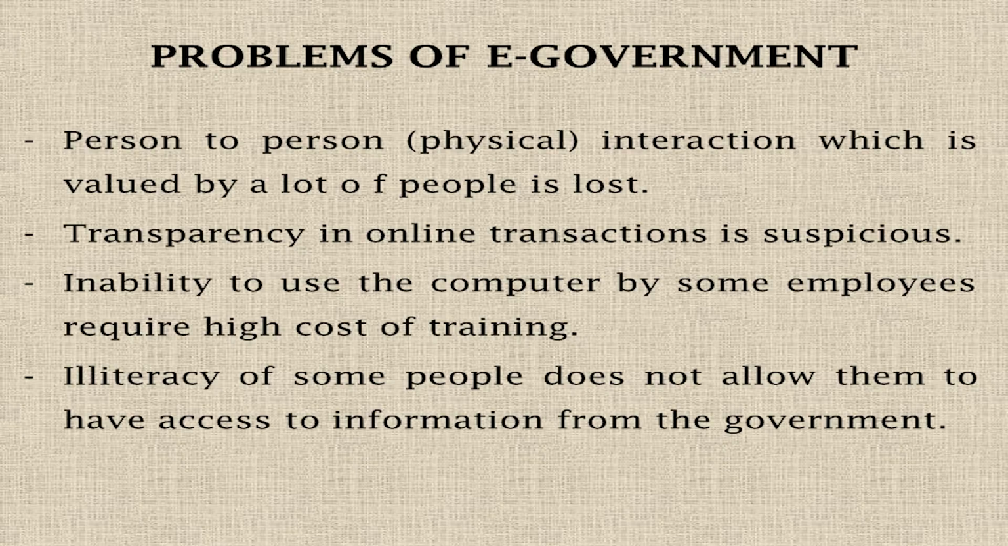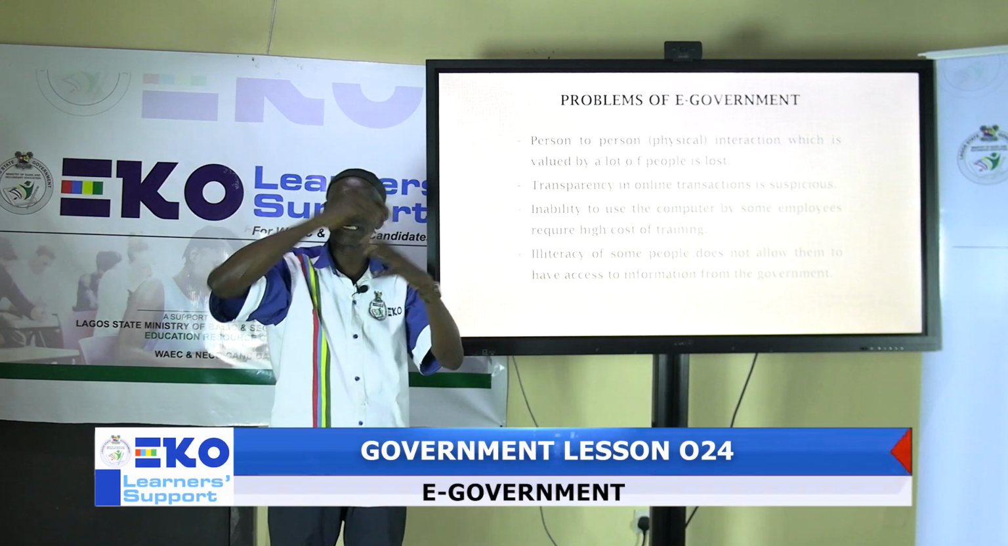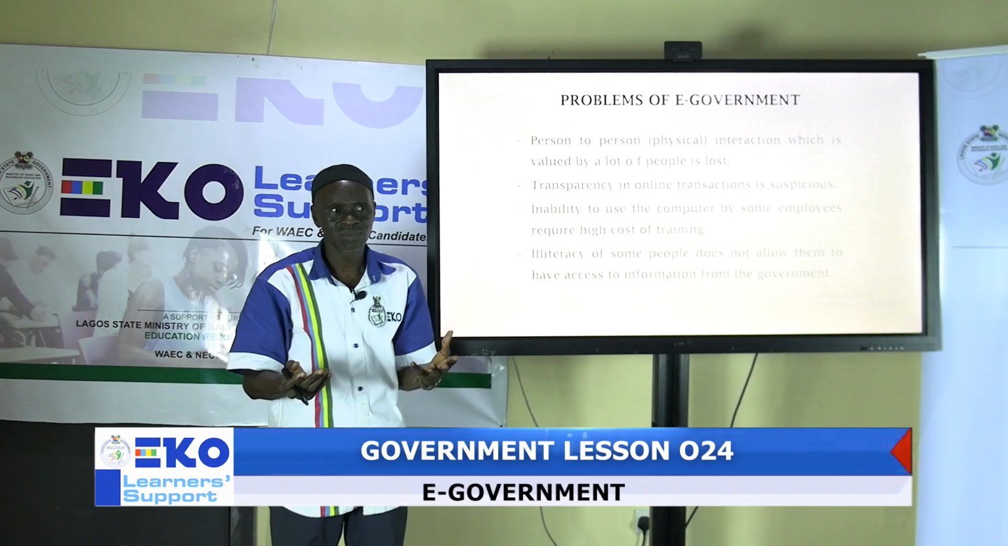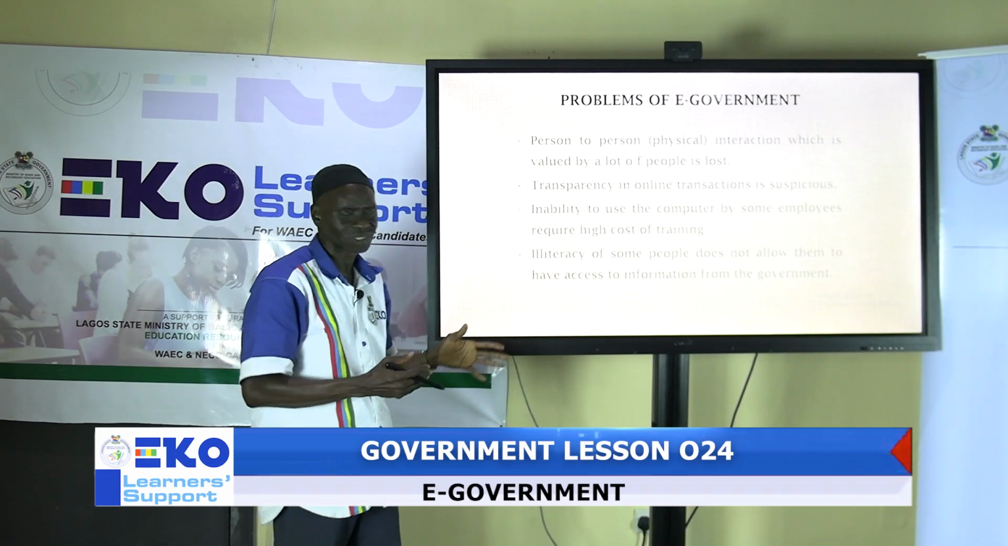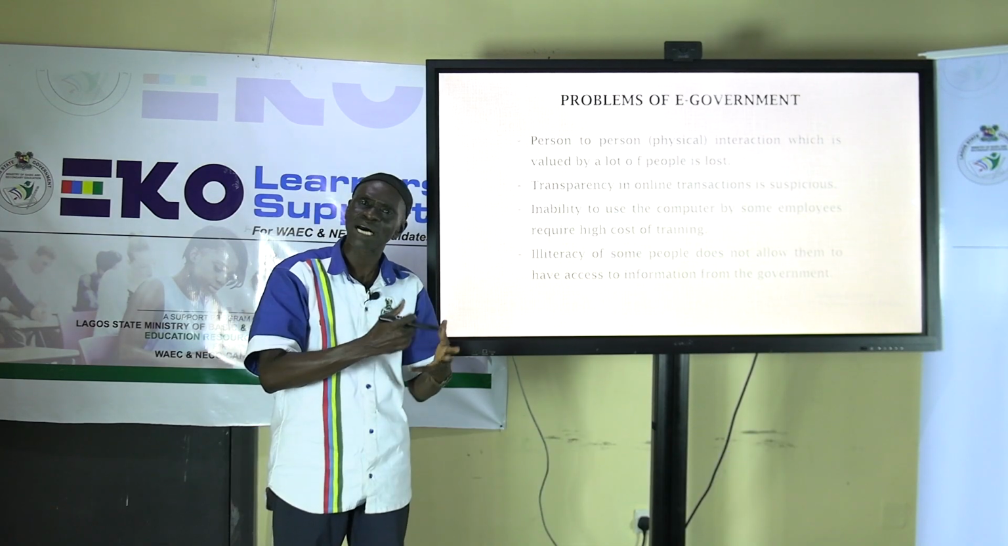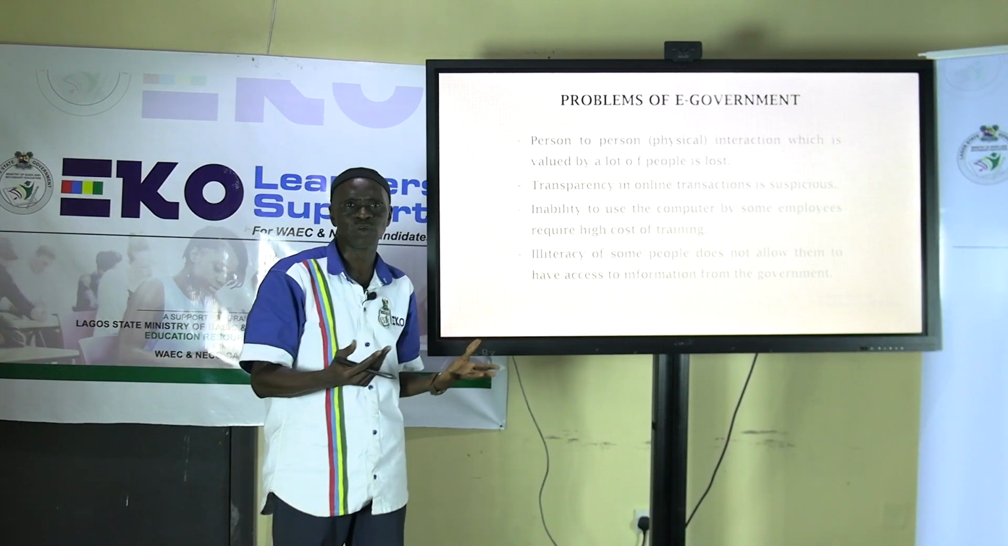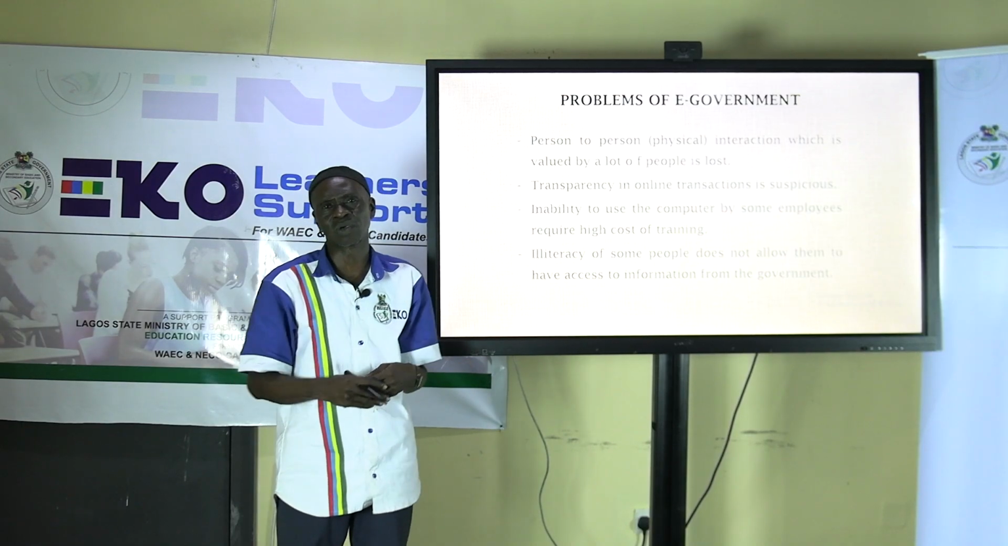The illiteracy of some people does not allow them to have access to information from the government. Yes, illiteracy in the villages, in other areas or parts of rural areas, we still have today people who cannot operate Android phone, smartphone, talk less of operating the computer systems.